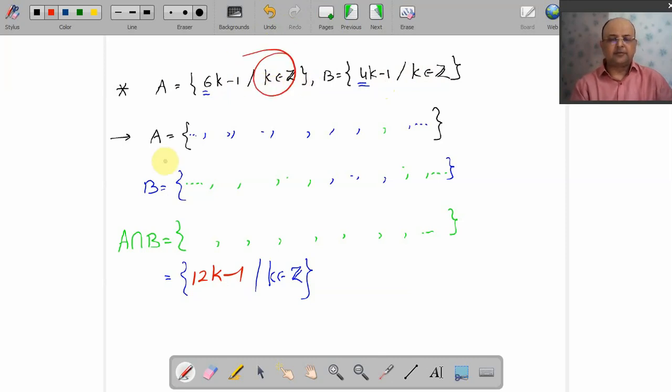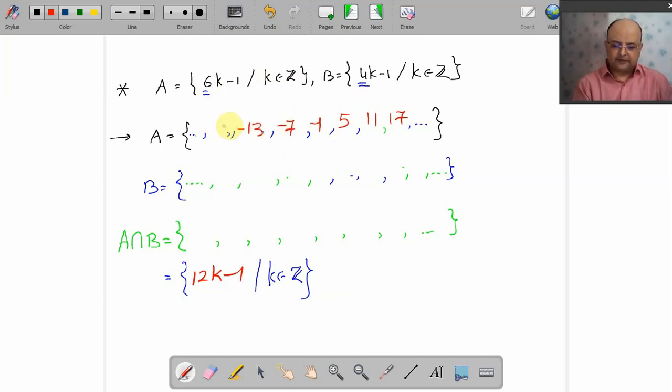K belongs to z means we have to select different values of k from z. K equals to 0, then this becomes -1. K equals to 1, then this becomes 5. K equals to 2, 6 2s are 12 minus 1, that is 11. In fact, if you observe, by adding 6 you are getting the next element. -1 plus 6 is 5, 5 plus 6 is 11, 11 plus 6 is 17. If I go to the left hand side, you have to subtract 6. -1 minus 6 is -7, -7 minus 6 is -13, -13 minus 6 is -19.